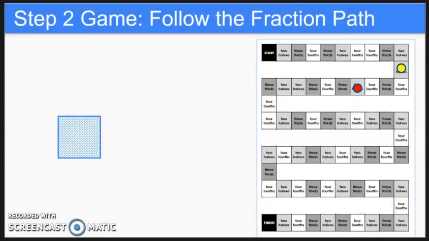The game for this step is called Follow the Fraction Path. On a player's turn, they draw a card. They then move to the next available space with that fractional amount. In the example shown, the card shows 3 thirds, and the yellow player moves to the next space that says 3 thirds.